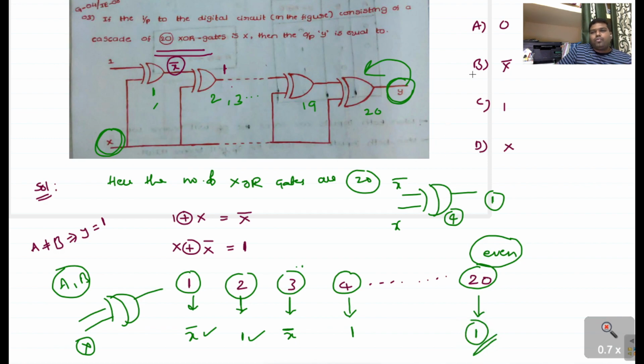So here the 4 options: A is equal to 0, B is equal to X bar, C is equal to 1, and D is equal to X. So C is our answer. Like that you have to solve questions. So this is about the XOR operation.